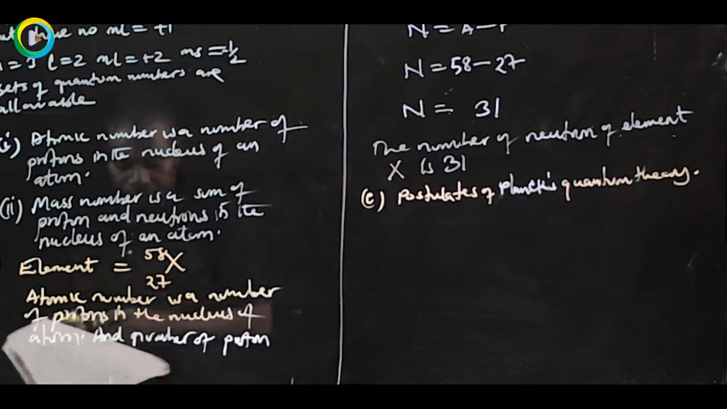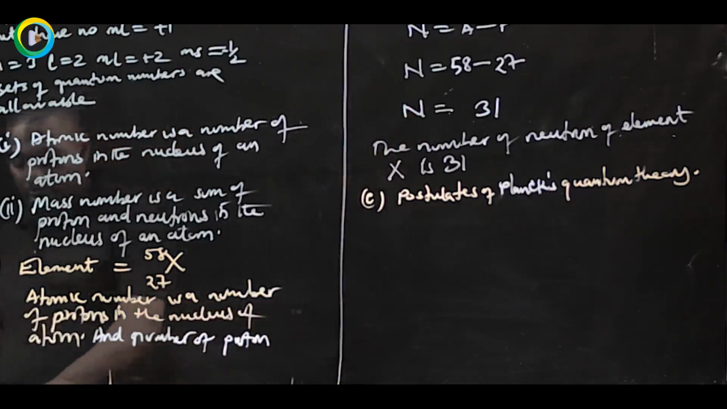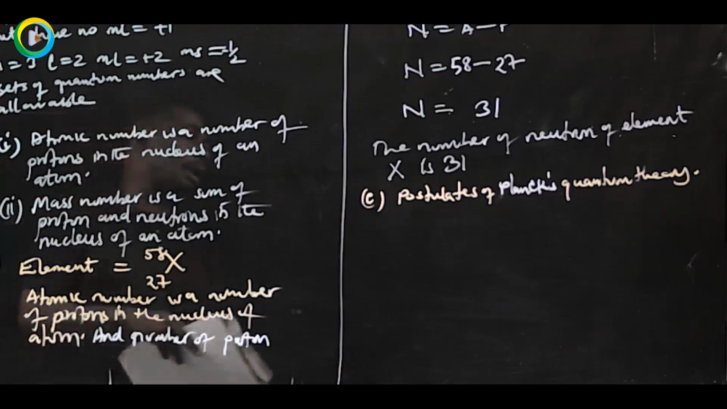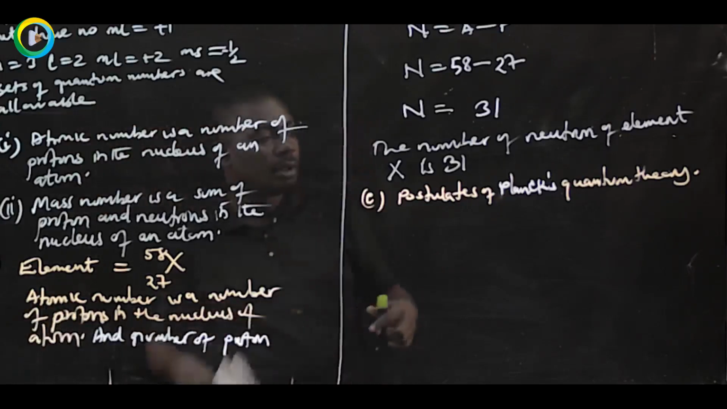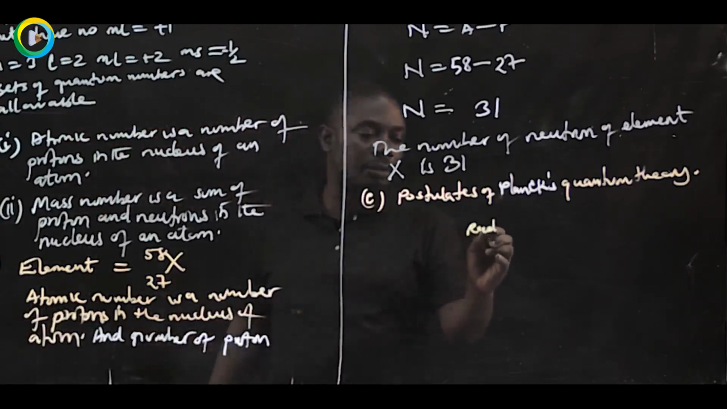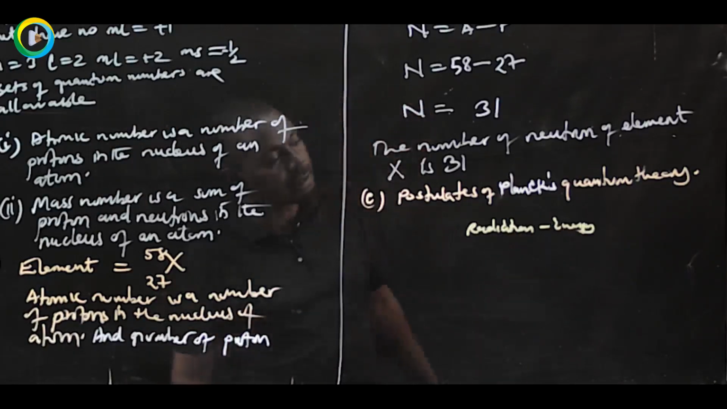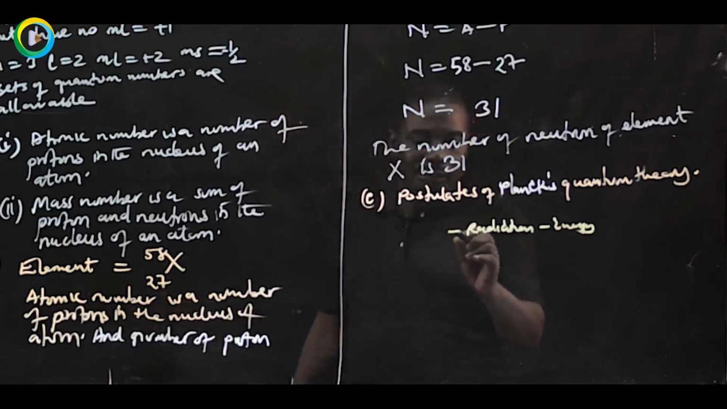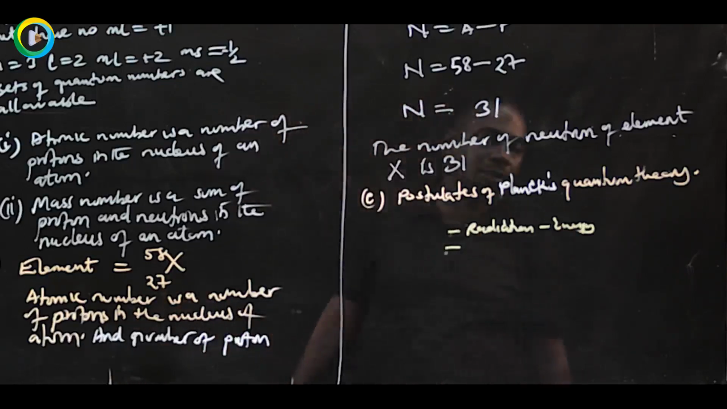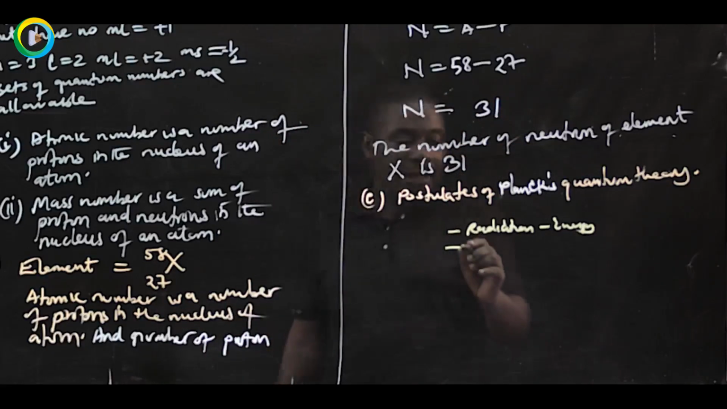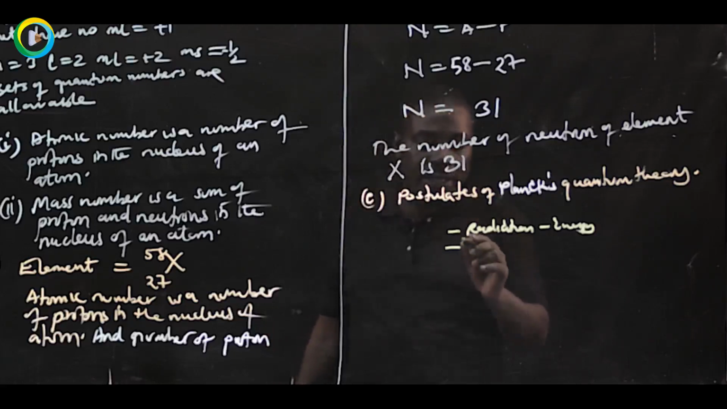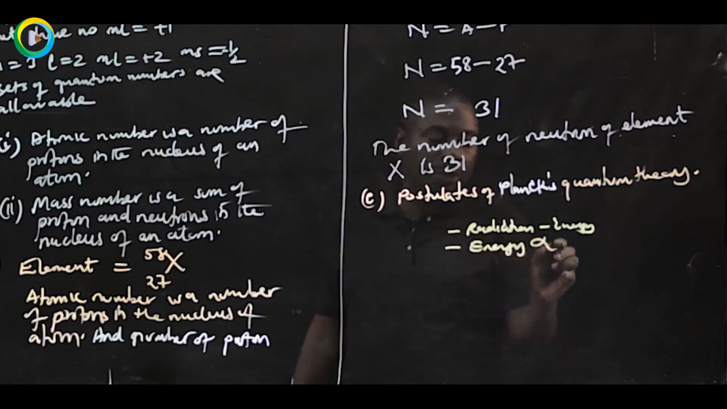Point number 1, as suggested by Johannes Planck, any radiation is associated with the energy. So radiation, it has energy. Point number 2 of Planck's quantum theory. The radiant energy or radiation associated with the quantum, the energy of radiation is direct proportion to frequency.